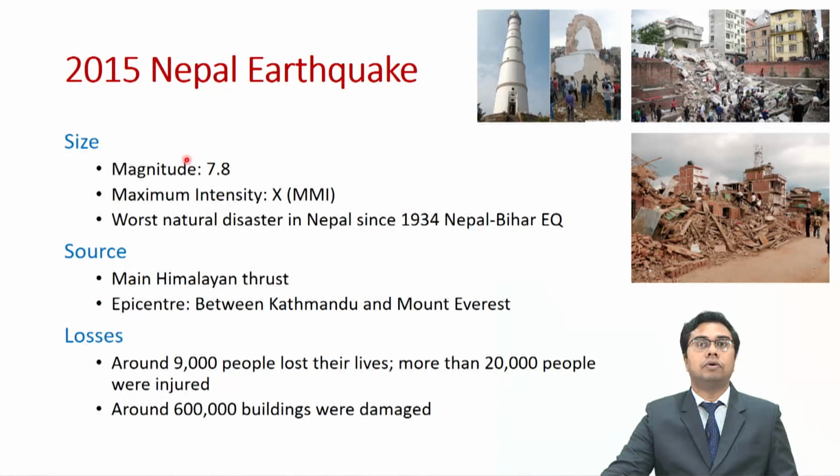The magnitude of earthquake was 7.8 and the maximum intensity was perceived to be 10, and it is the worst natural disaster in Nepal since 1934 Nepal-Bihar earthquake. A lot of people lost their lives and a number of buildings, almost 6 lakhs buildings, were damaged.